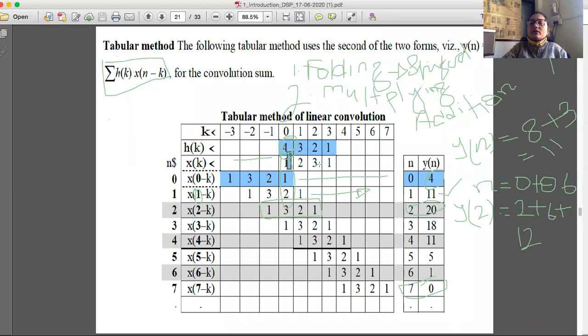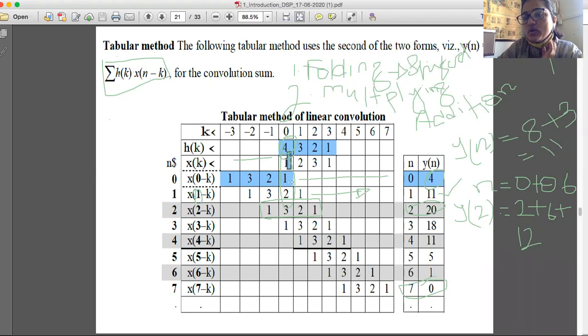So what will happen? This 2 will take the position here, the 3 will take the further position, and this 1 will take the last position. In this way the sequence will be folded around 0. Is that clear? Folding we are going to perform around 0. So this is going to be my folded sequence x of minus k. What is that sequence? 1, 3, 2, 1. So this is my folded sequence, right?